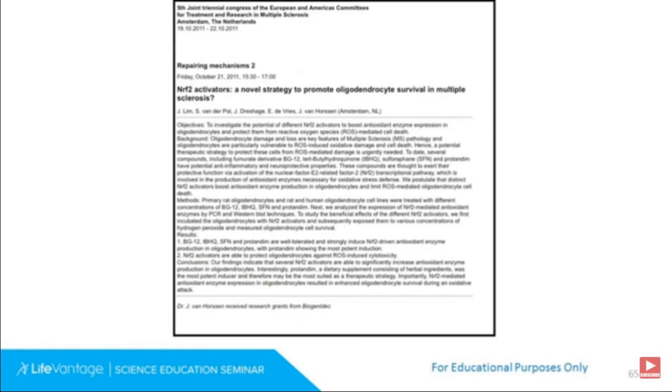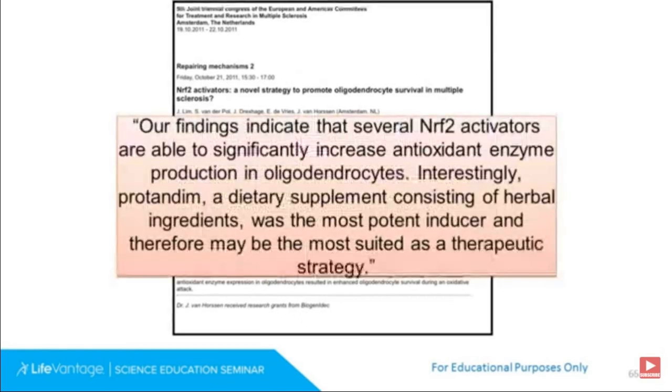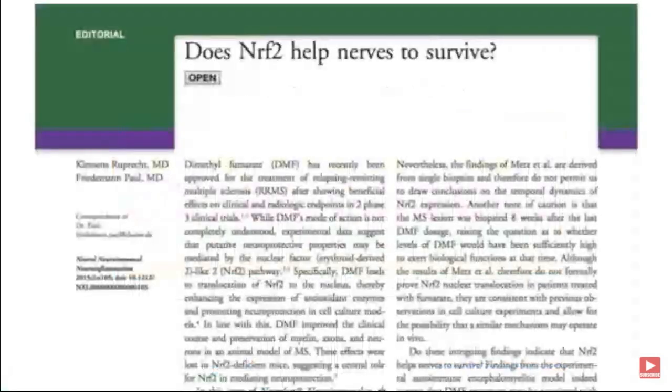Let me just read to you one of their conclusions. Our findings indicate that several Nrf2 activators are able to significantly increase antioxidant enzyme production in oligodendrocytes. Interestingly, Protandim, a dietary supplement consisting of herbal ingredients, was the most potent inducer and therefore may be the most suited as a therapeutic strategy. That was not LifeVantage saying this. That was the researchers who got grants from Biogen IDEC who said that. That's pretty profound. So does Nrf2 help nerves survive?